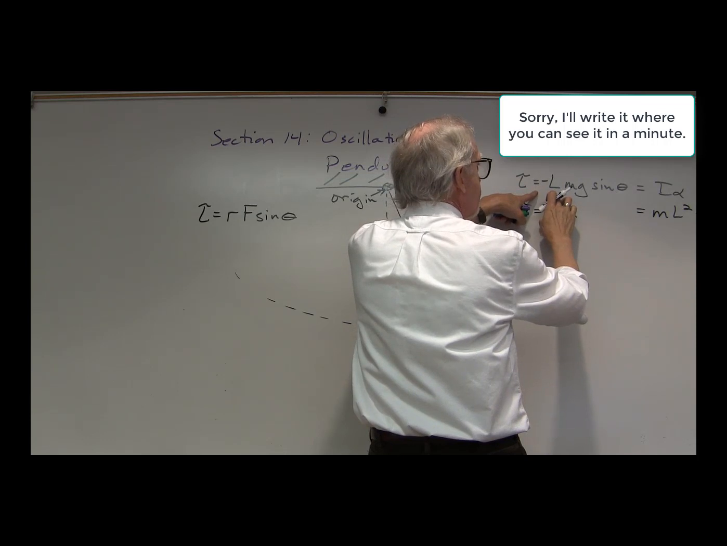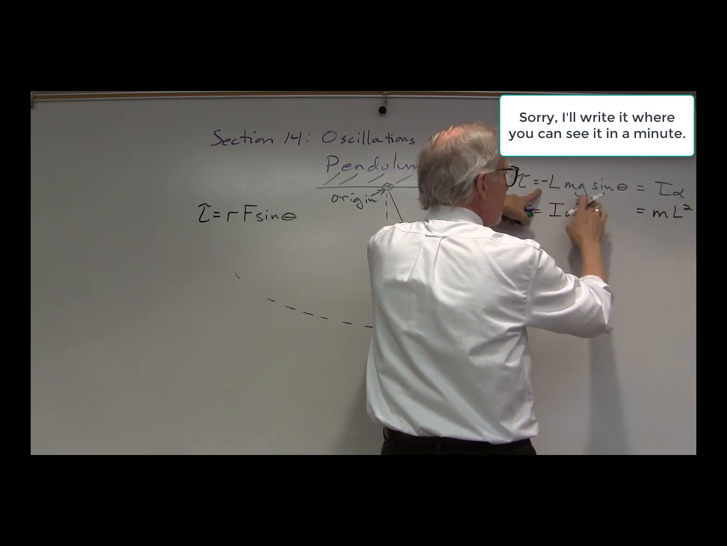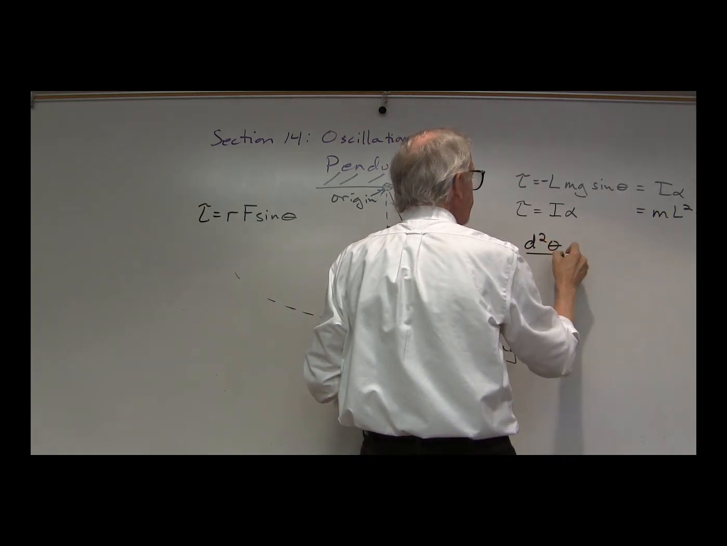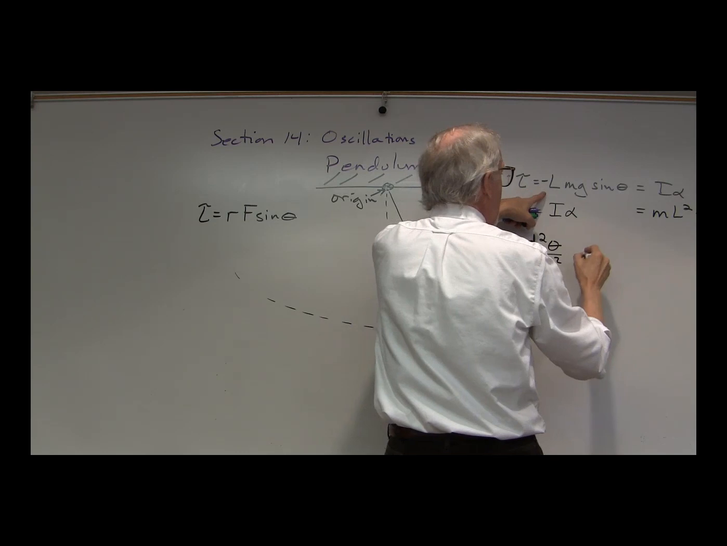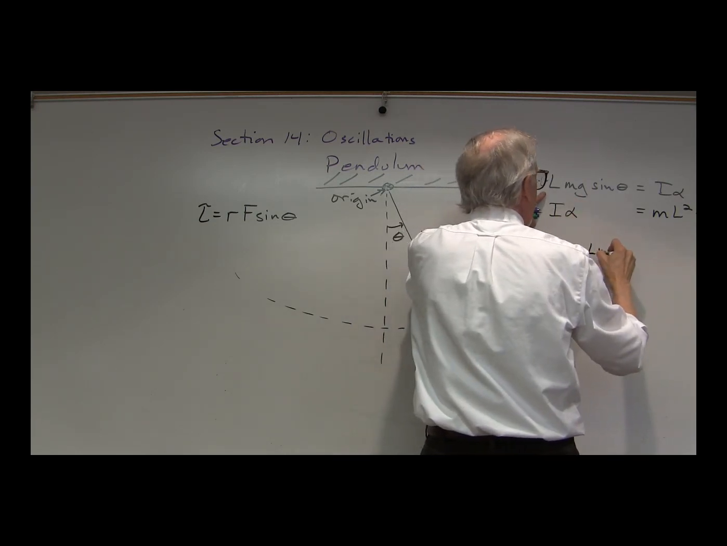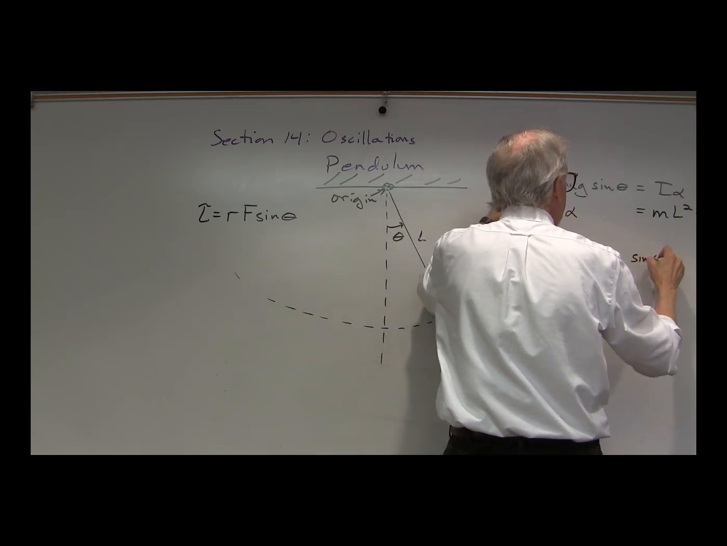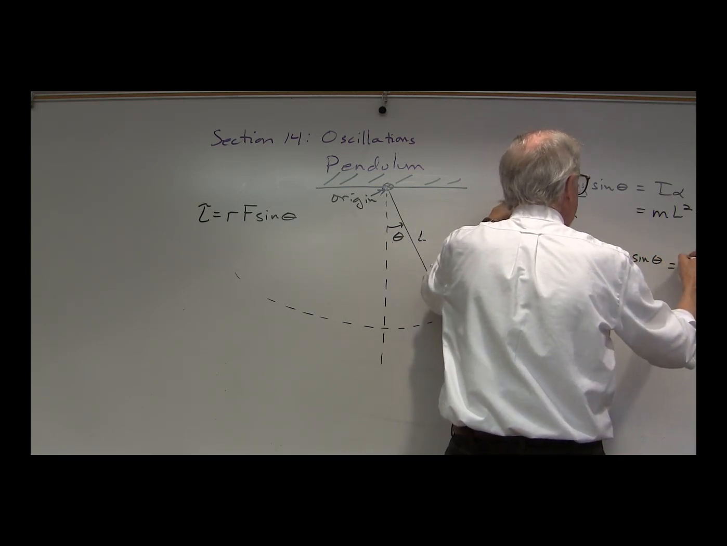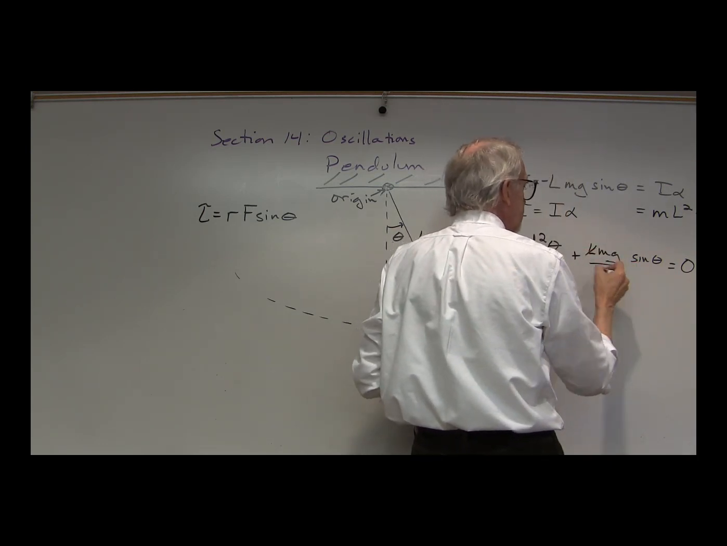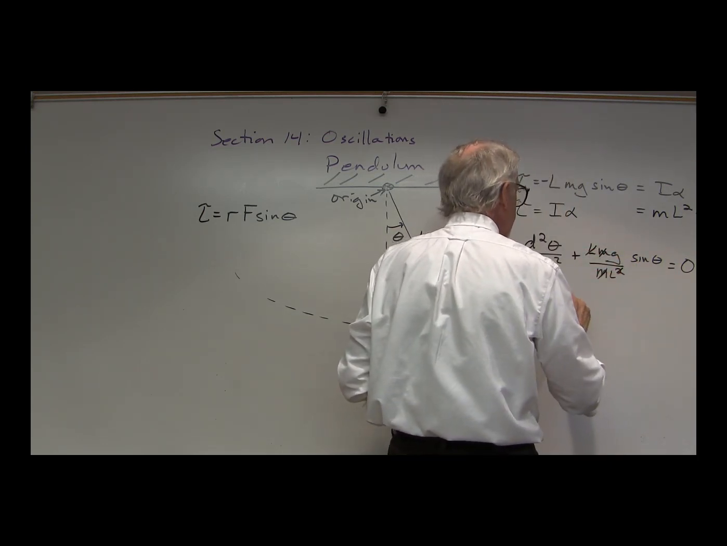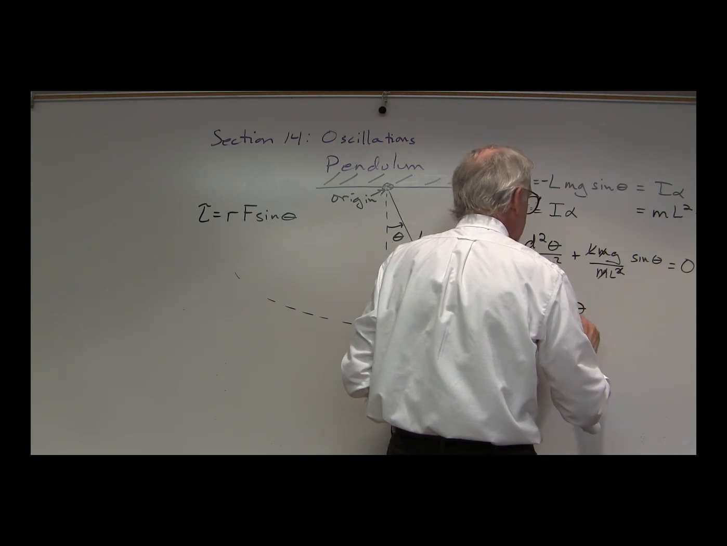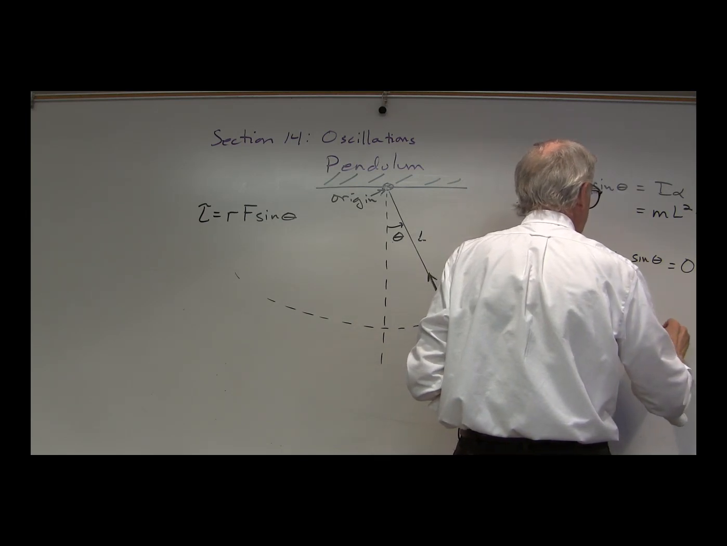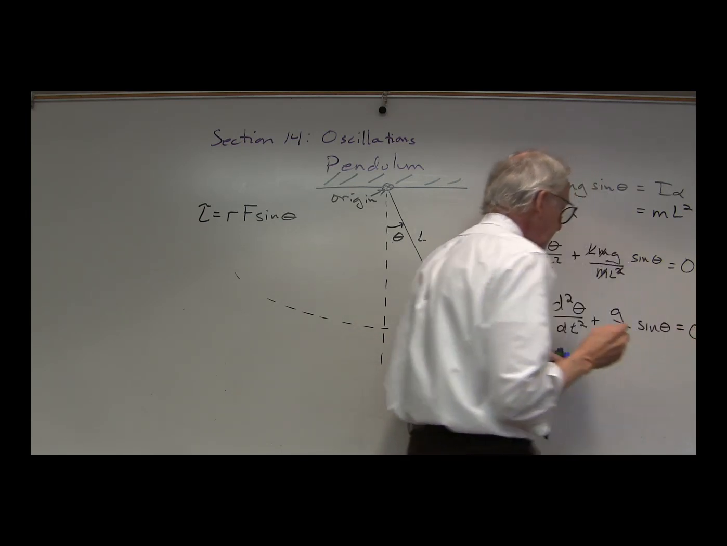What do we have? We can leave this any way we want. Let's maybe bring this to the other side. We have d squared theta dt squared plus lmg sine theta divided by ml squared equals 0. One of the l's cancels, the m cancels, and we end up with d squared theta dt squared plus g over L sine theta equals 0. There we go.